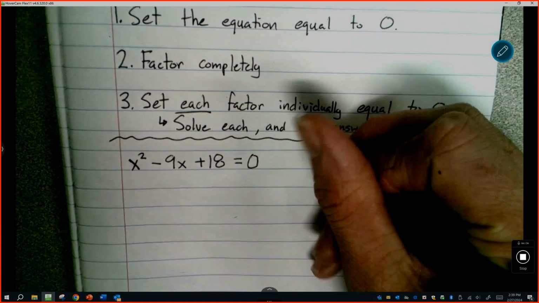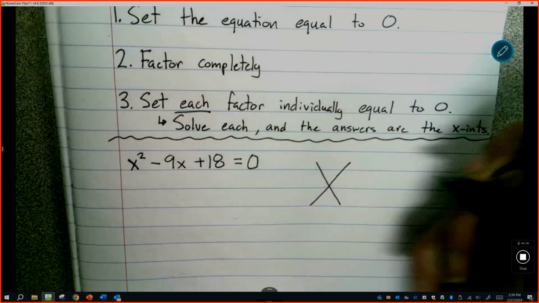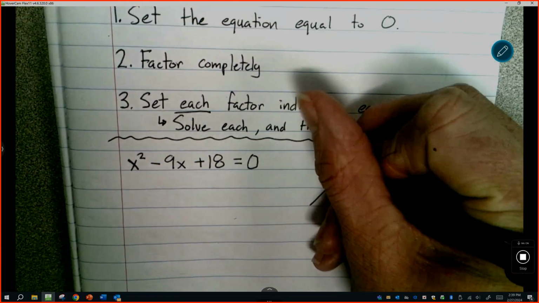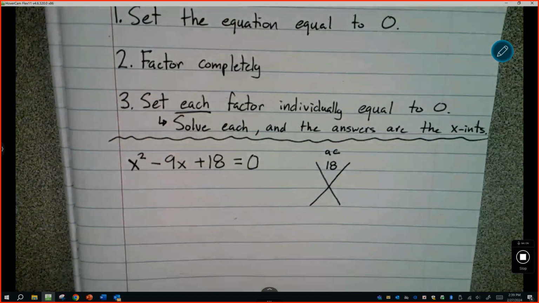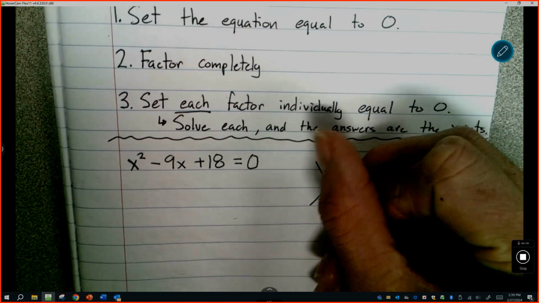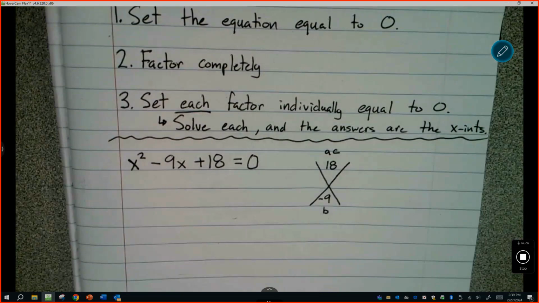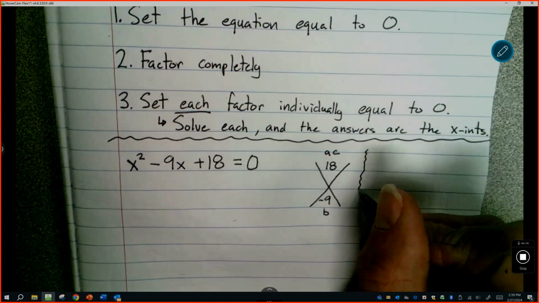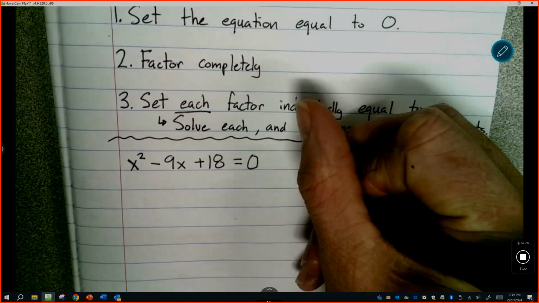Now I'm going to do my factoring x. The top, it's going to be a times c. So I get 18 up there, 1 times 18. At the bottom, it's b. So I'm going to put negative 9 at the bottom. Now we need to figure out what two numbers multiply to 18 but add to negative 9. Good, those are the answers.